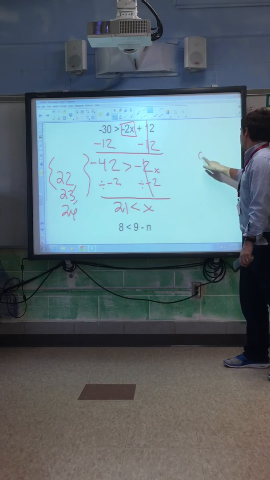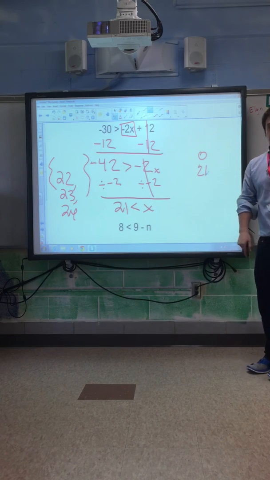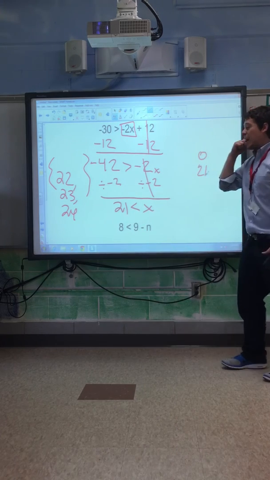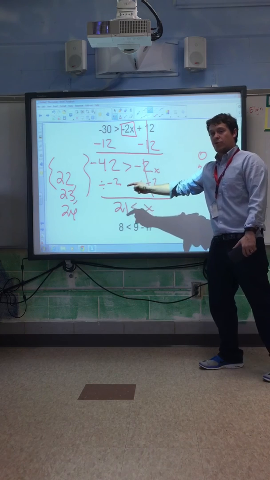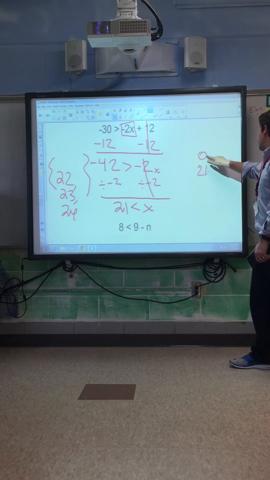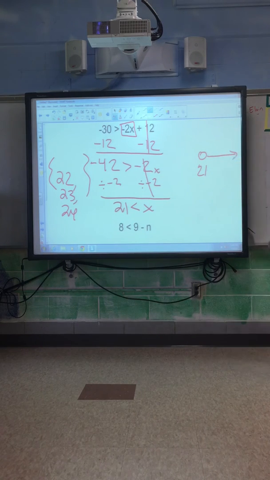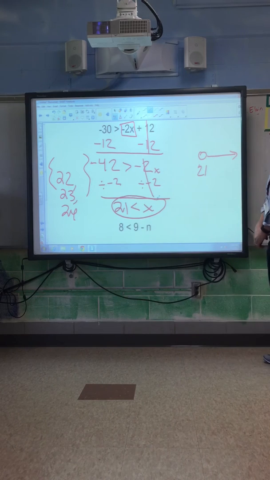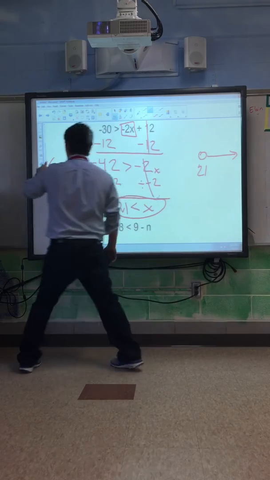We know that we're looking at number 21, and it's an open circle because 21 is not included. Now that we have these solution sets, 22, 23, and 24, those are all located to the right of 21 on a number line. So the solution to this inequality is 21 is less than x, and the answer to this inequality is all of the numbers that are greater than 21. So 22, 23, 24, 1,000, 1,500, 1,000,000, and so on.